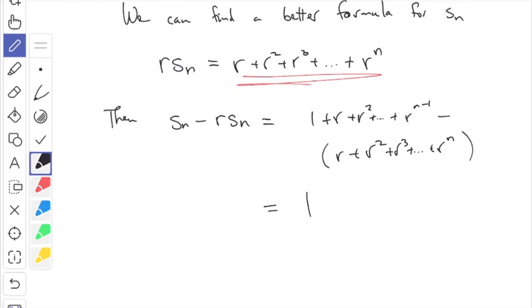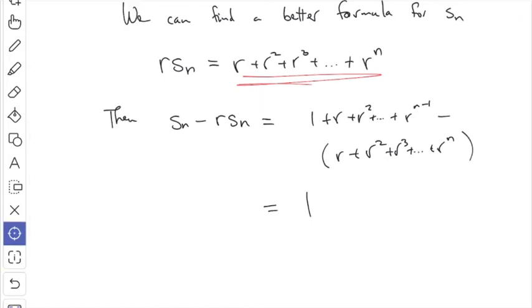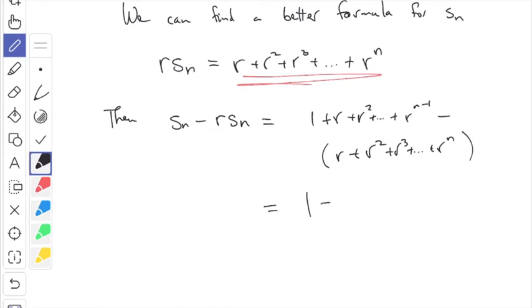Yeah, r to the n, because this first one only goes out to power n minus 1. So when I subtract, there's nothing to cancel with the r to the n. Great, thank you for that. 1 minus r to the n is what you get. Everything else in the middle cancels, but the 1 has nothing to cancel with, and the r to the n has nothing to cancel with.